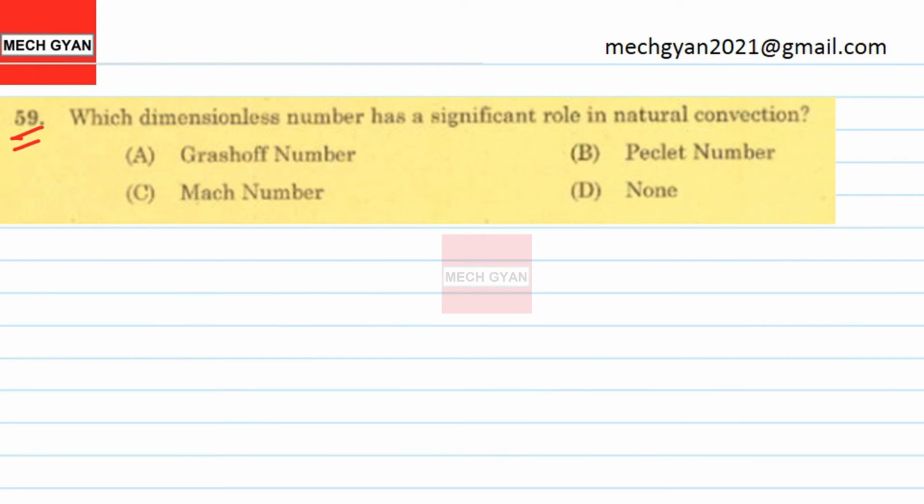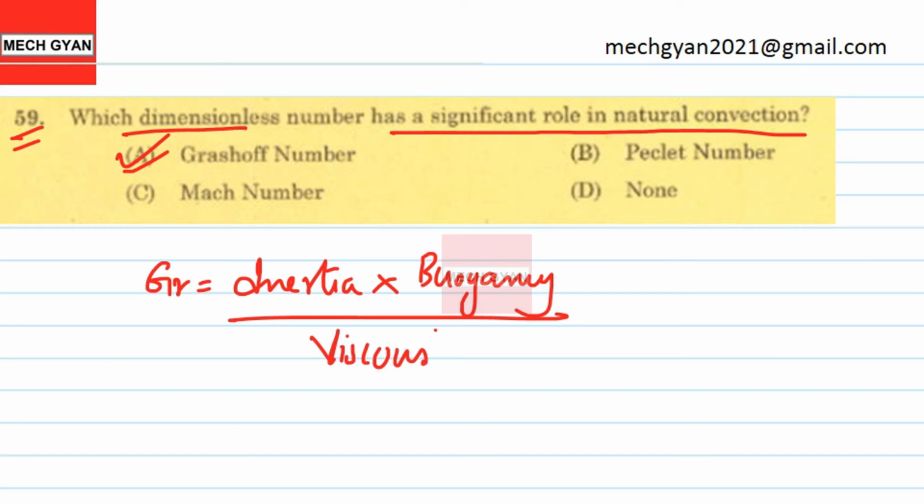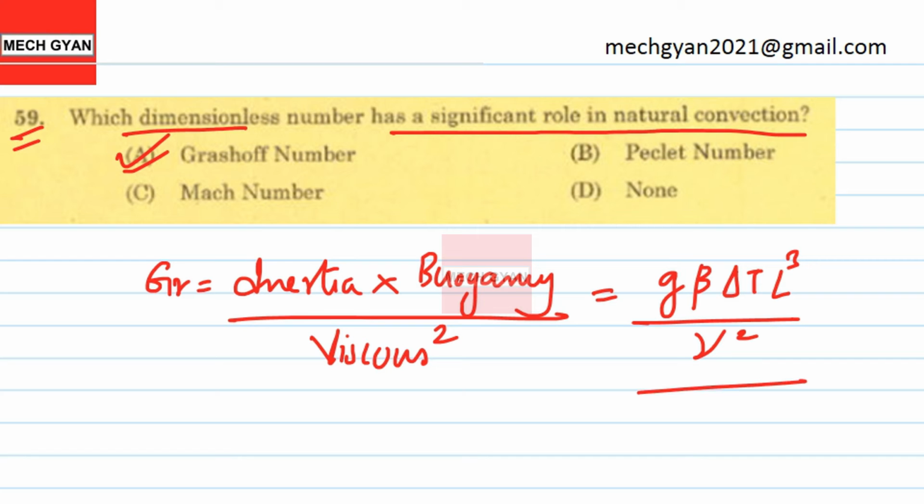Question number 59. Which dimensionless number has a significant role in natural convection? Answer is A, Grashof number. Grashof number is defined as inertia force into buoyancy force by viscous force squared. The expression for Grashof number is g beta delta T L cube by nu square, where nu is the kinematic viscosity, delta T is the temperature gradient, g is the acceleration due to gravity, L is the characteristic length, etc. It is a dimensionless number, basically used in natural convection problems.